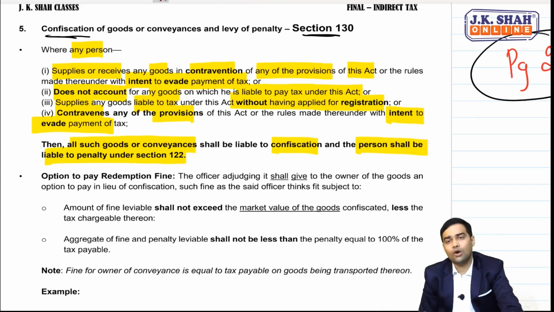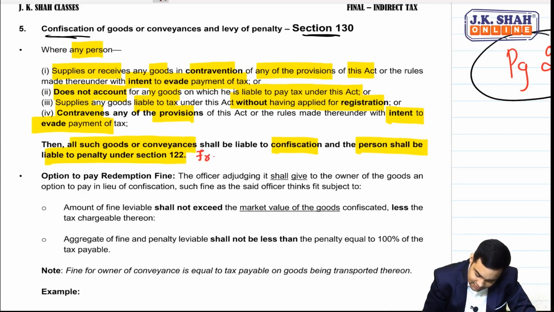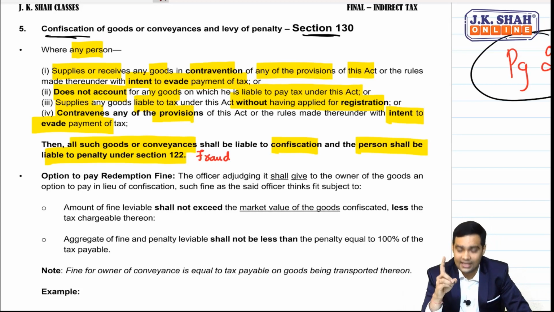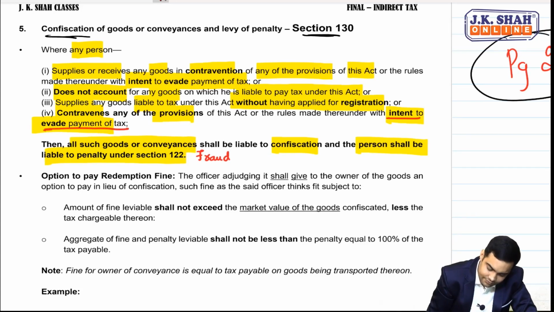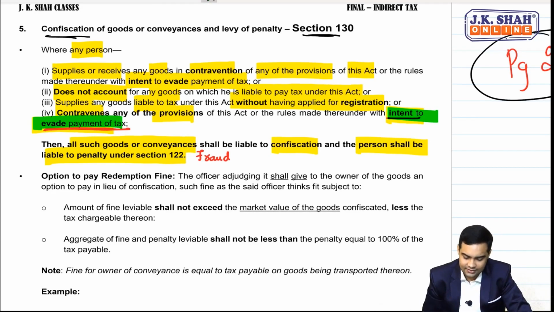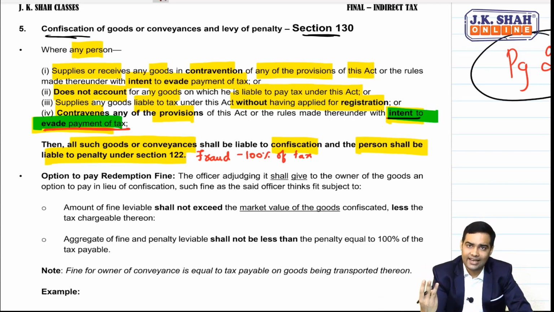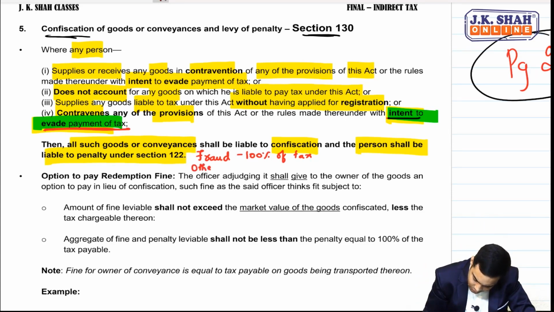122. Sir, how much is the penalty under 122? Penalty under 122 is 100% of the tax if it is a fraud case. If it's a fraud case, sir, it has to be a fraud case. 100%. Reason I'll tell you. Can you see this? With an intent to evade tax, liable to pay tax. This is what you get. Fraud case, penalty is 100% of tax. Fraud, willful misstatement, suppression of facts. And other than fraud, the penalty is 10% of tax.